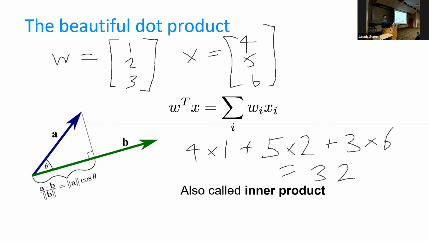Quick review. What is the intuitive definition of a dot product? What does it measure? Similarity. Great. All right.